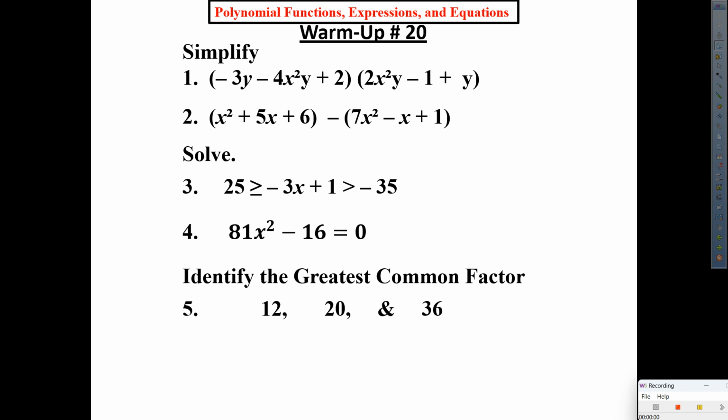So yeah, warm-up number 20 is on the screen. That shouldn't take you long. Let's get started, please. We started already with numbers 1 and 2, simplification, for about a week now. Number 3 is in there. Yesterday we brought back the quadratic equations to solve. And number 5, the GCF for 3 different numbers. Give you guys some time. Copy and go.